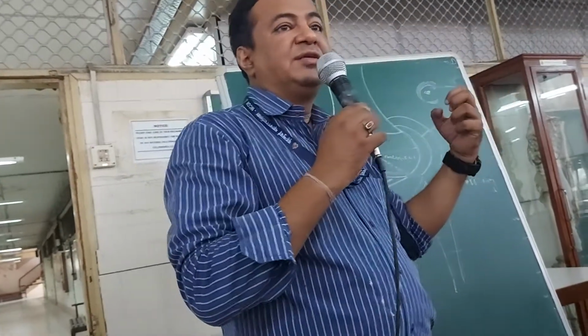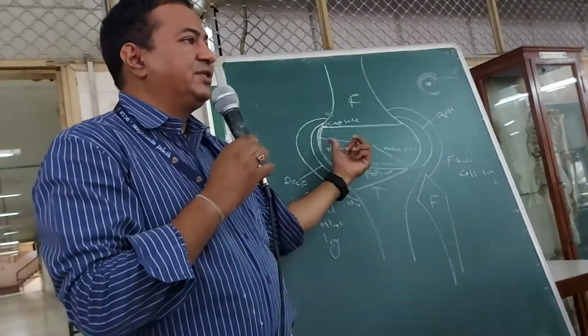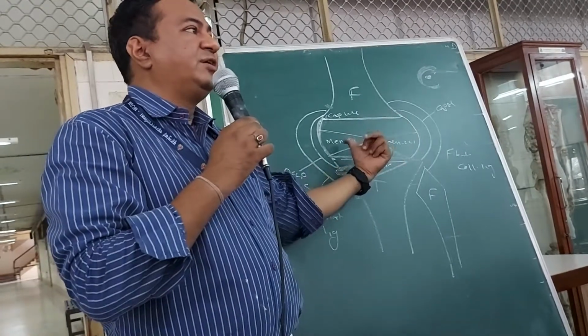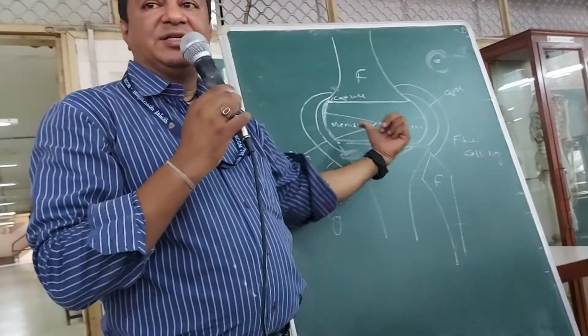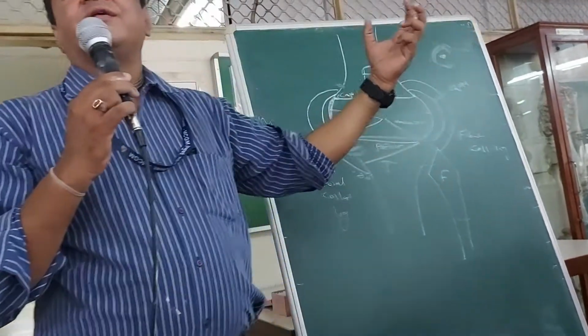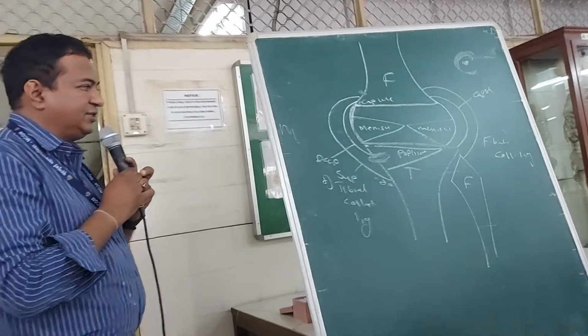Now, this is called the lateral meniscus, this is called the medial meniscus. So which meniscus is prone to tear? Medial meniscus. Because the lateral meniscus is pulled out by popliteus, which prevents its crushing.